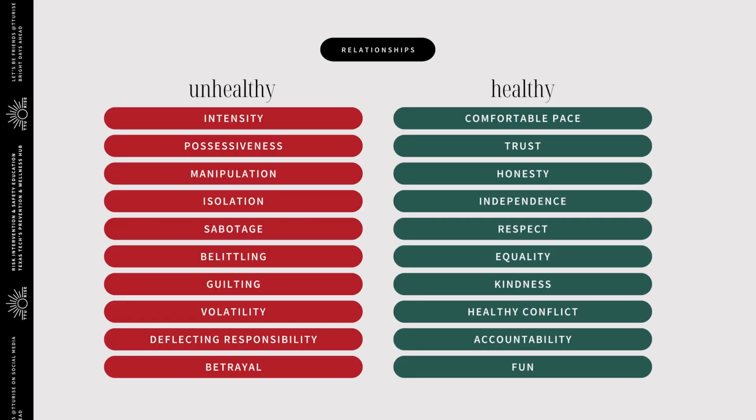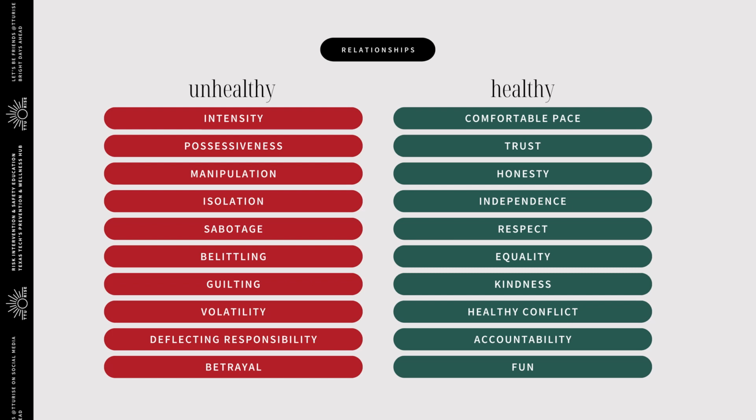So we've talked about a lot of areas of wellness. Another huge and important area to talk about is relationships. Now, on this slide, we have several different qualities of an unhealthy relationship and qualities of healthy relationships. And this can be applied in romantic relationships, platonic relationships, familial relationships, and the relationships between you as a student org leader and your org members.